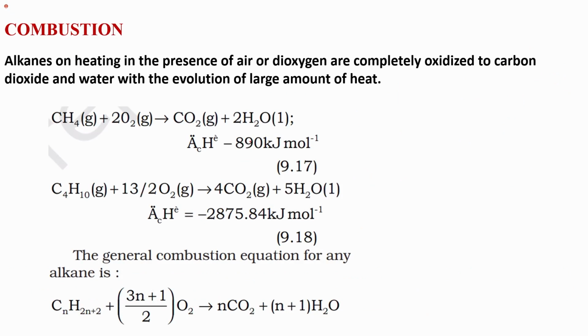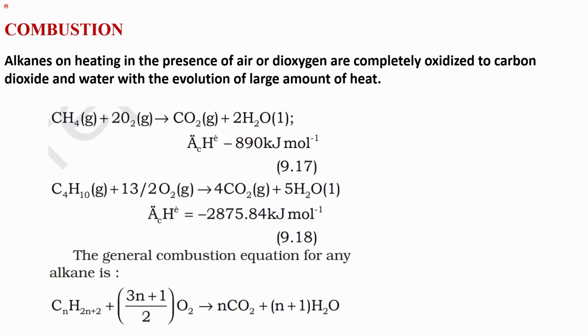Substitution reaction means what? You are substituting one atom by another atom. So one of the hydrogen atoms is substituted by the chlorine atom or any halogen atom. Halogen may be chlorine, bromine. Okay. Now we are discussing the combustion reaction. So what is combustion reaction?